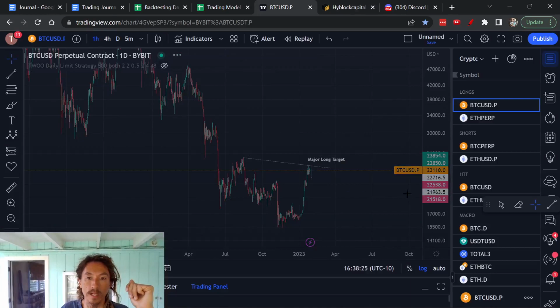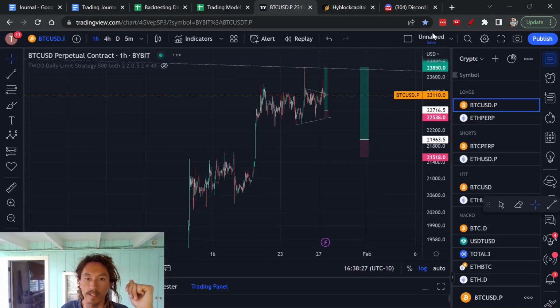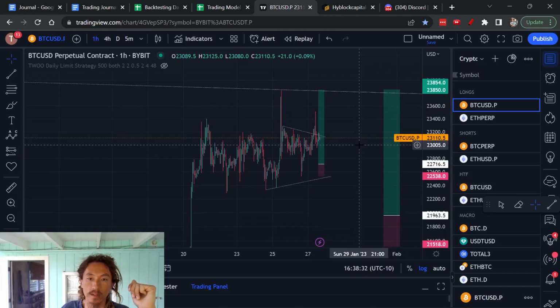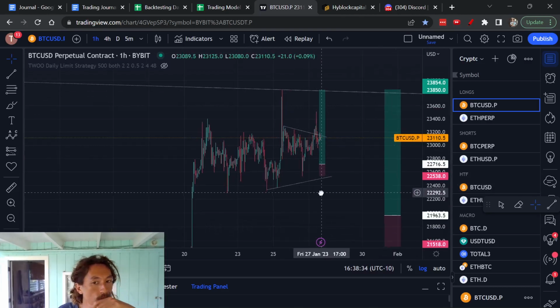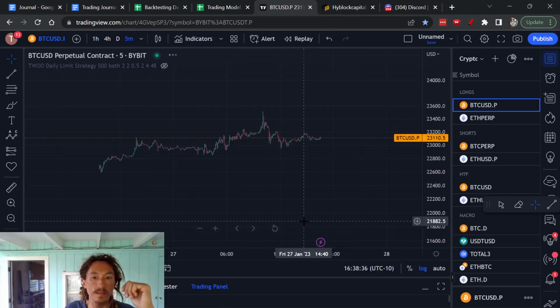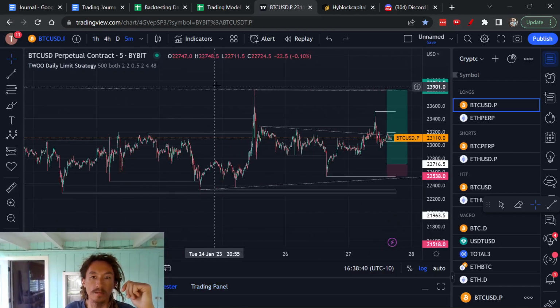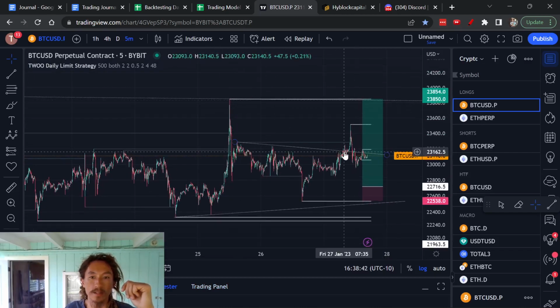Let's go to a lower time frame here. We've already looked at the higher time frame. Maybe it makes sense to take the lows of the range here before going higher, but who knows?